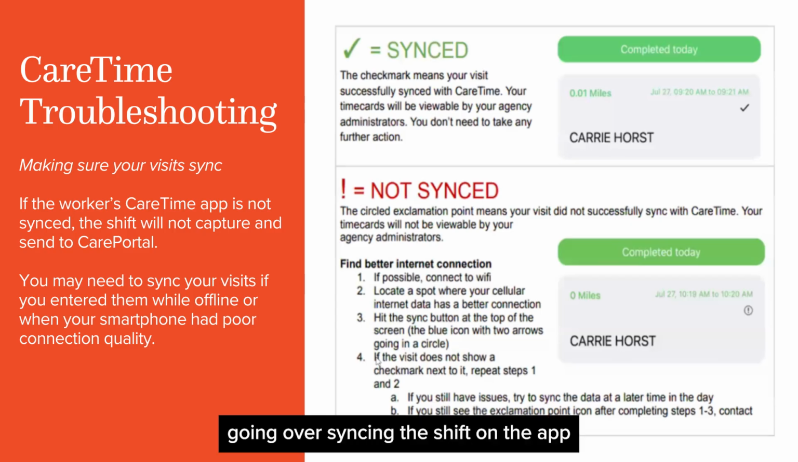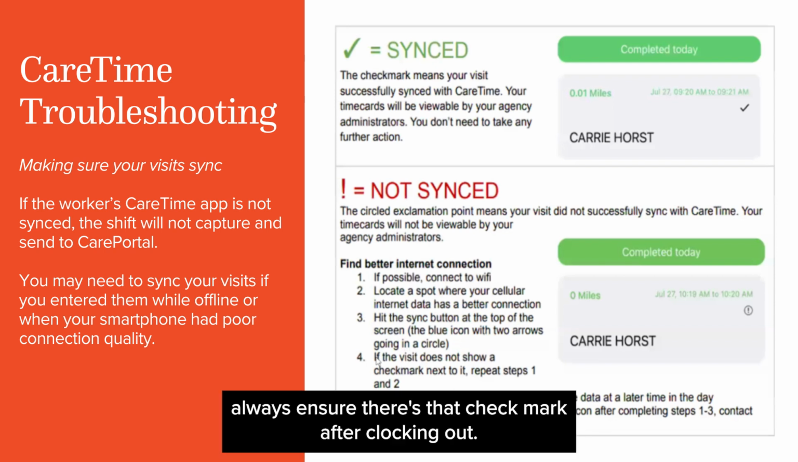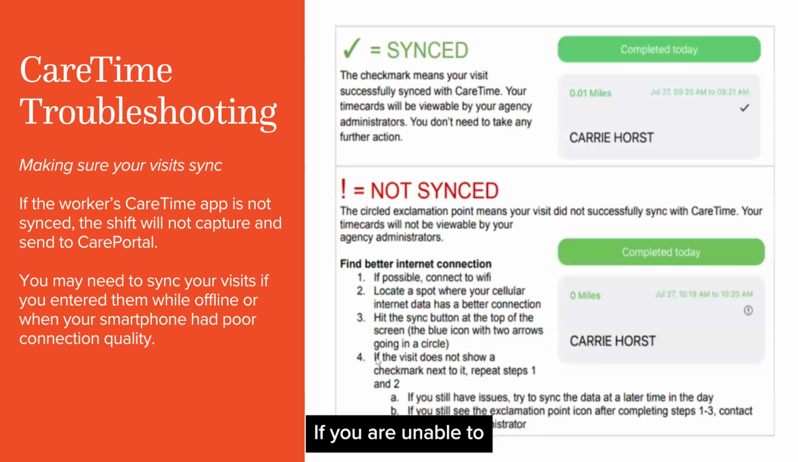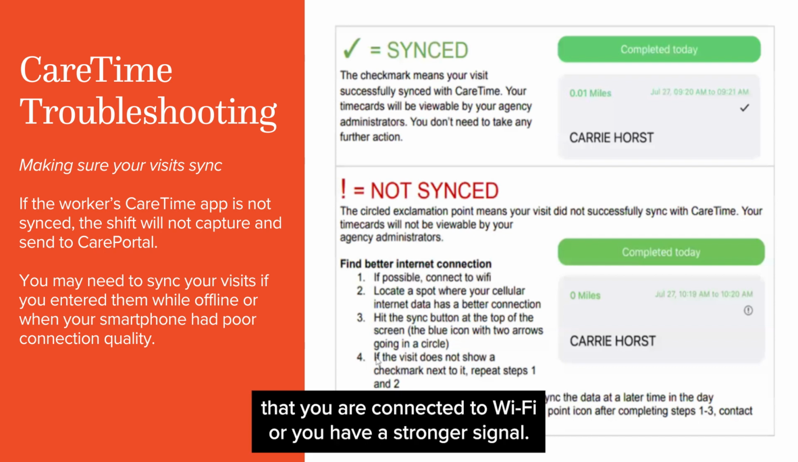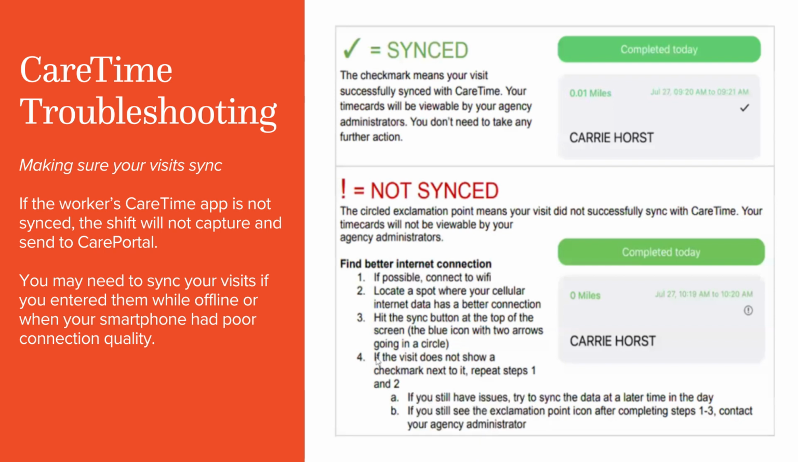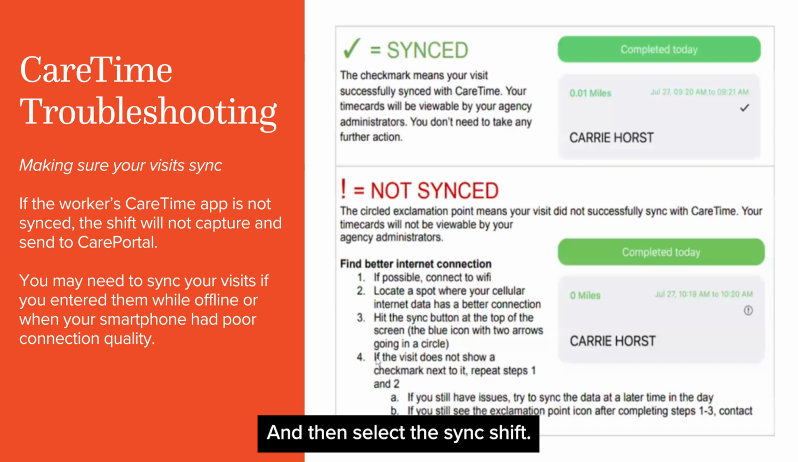So once again, going over syncing the shift on the app, always ensure there's that check mark after clocking out. If you are unable to view that check mark and you see an exclamation, just be sure that you are connected to Wi-Fi or you have a stronger signal, and then select the sync shift.